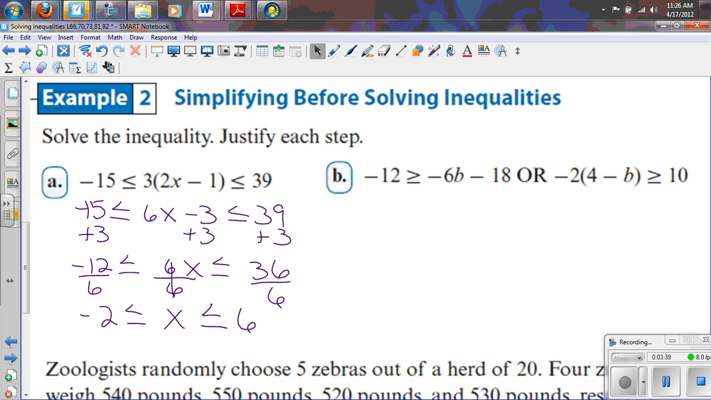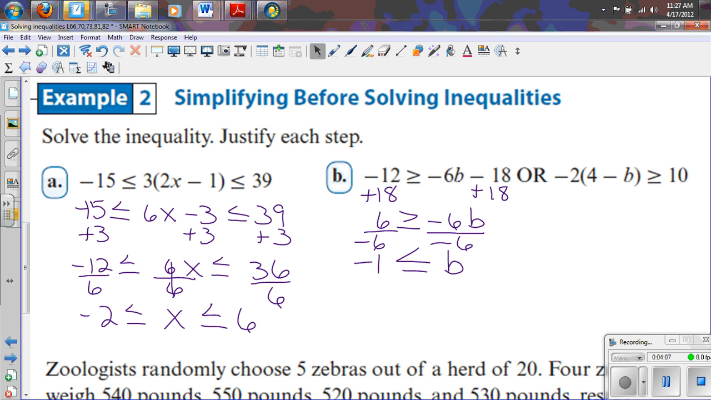On letter B, it's an or, so we've got 2 parts, so we're going to solve each part separately. On the first one, our b is here, so we're going to add 18 to both sides. So 6 is greater than or equal to negative 6b. We have to be careful here because now we're going to divide by negative 6, and when we divide by negative 6, we have to switch that inequality. So negative 1 is less than or equal to b.